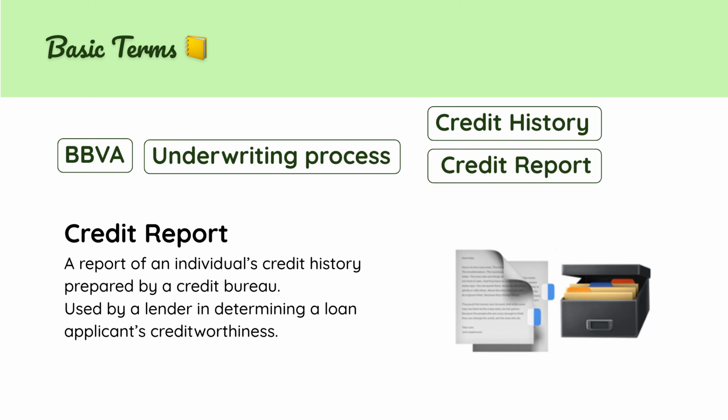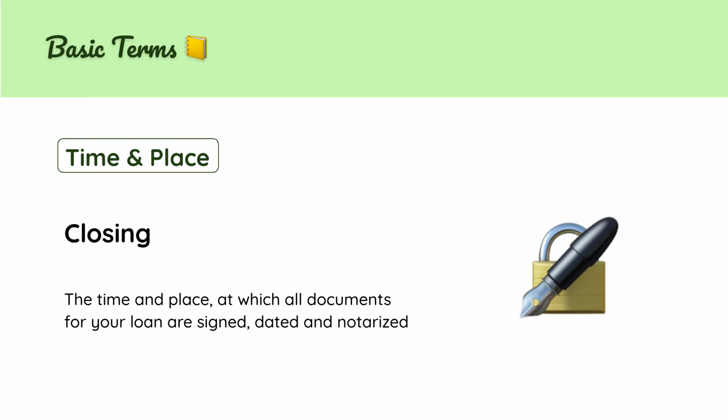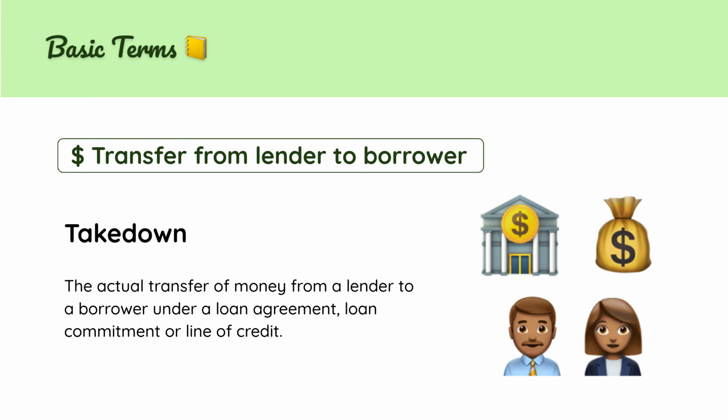With the credit history information, a credit report is created by a credit bureau. This credit report is used by a lender in determining a loan applicant's creditworthiness. So, let's say my loan application was successful and was approved. So, the closing is going to be the date and place at which all documents for my loan are signed, dated and notarized. The takedown is the actual transfer of money from a lender to a borrower under agreement.